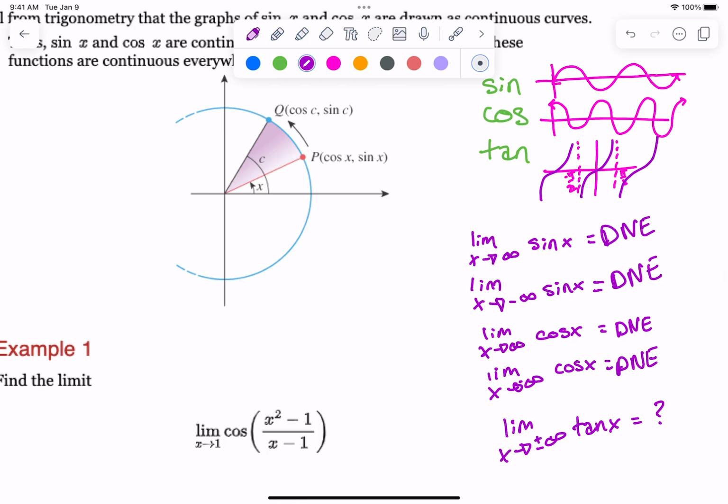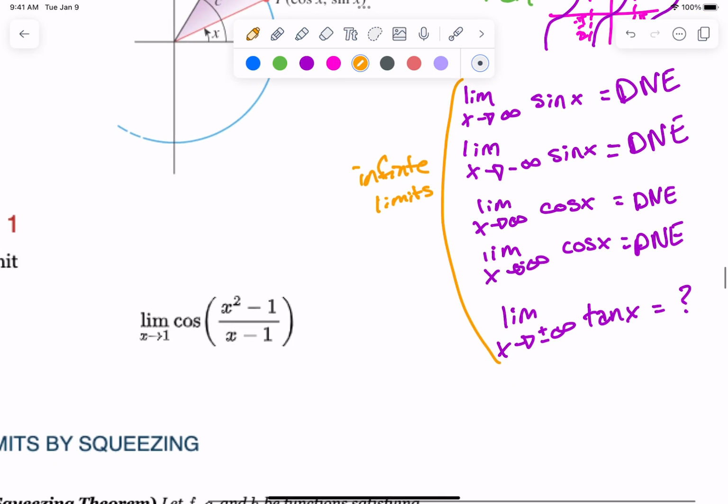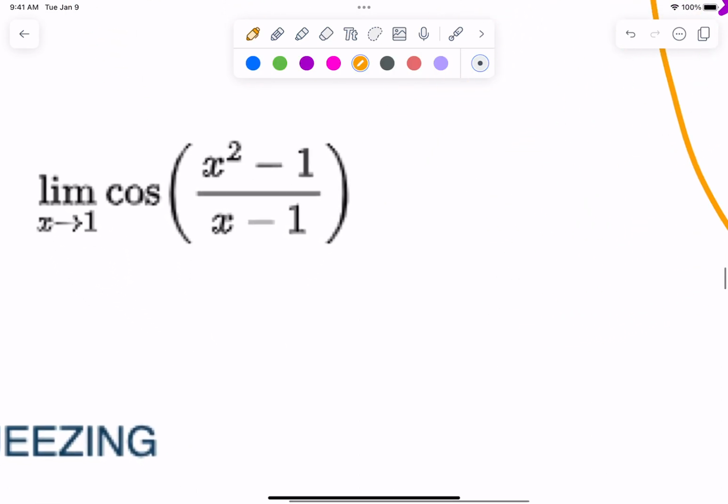Okay, so there's that. That is as x approaches infinity and negative infinity. These are infinite limits, and infinite limits are asking on the right side and on the left side what it is doing. Now in example 1, they're going to ask for a limit at a certain value. I understand that the limit as x goes to infinity of cosine is not going to approach a value. It's going to be does not exist. But here they're saying as it gets closer to 1, what's the value? I cannot plug 1 into that, but what can I do?